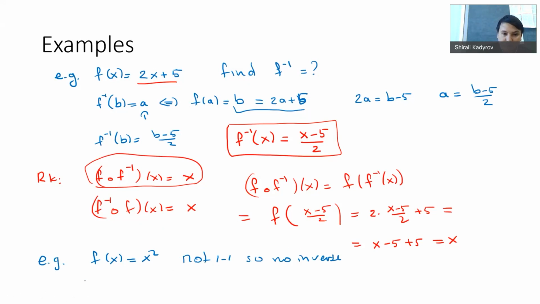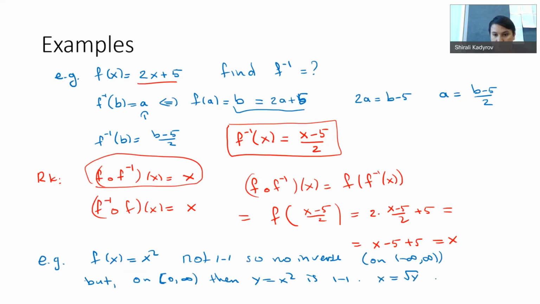In its natural domain, on minus infinity to infinity, it's not one-to-one. However, if you restrict yourself to only positive numbers, like 0 to infinity, then y equal to x squared is one-to-one. This is perfectly fine, and here you can take its inverse. Applying the same procedure, you need to solve for x. So x is equal to square root of y. Then f inverse of x, now you replace y by x, is just square root of x. Okay? But we had to restrict ourselves to 0 to infinity.